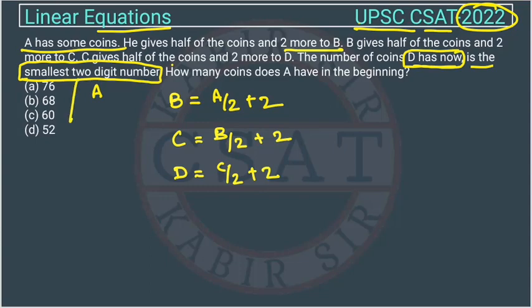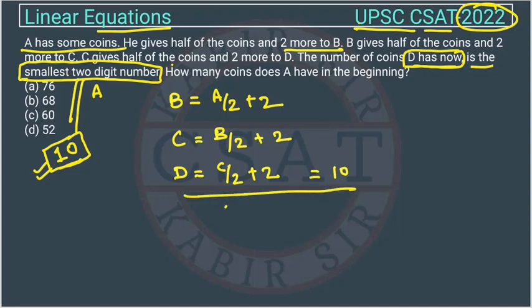The smallest 2-digit number is 10. So 10 is the smallest 2-digit number. This is very important in this question. If you can understand this, you can solve it. So D is how much? D is 10. So we will write this. So how much will C be from this equation? From this equation, C by 2 is equal to 10 minus 2. So this will be 8. Right. So C will be 16.